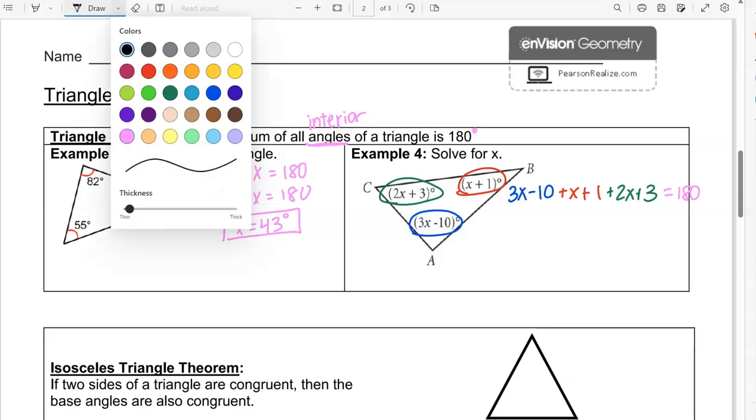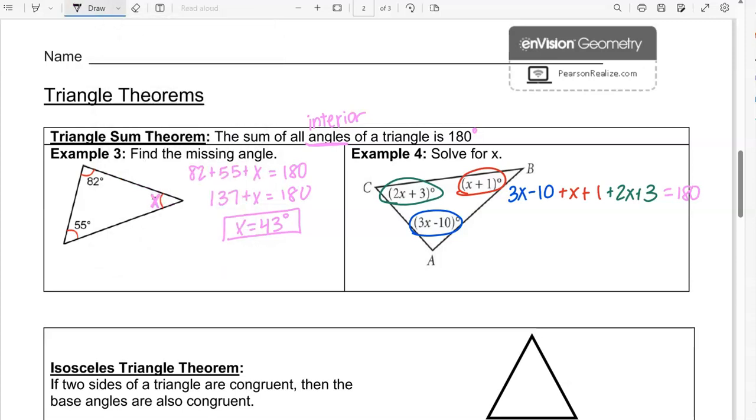So to solve, combine like terms. 3x plus x plus 2x gives us 6x. Negative 10 plus 1 plus 3 gives us negative 6. Add the 6 to the other side, we get 186. And 186 divided by 6 gives us x equals 31. Now there's no degree sign on this one because it's just x and not an angle measure.